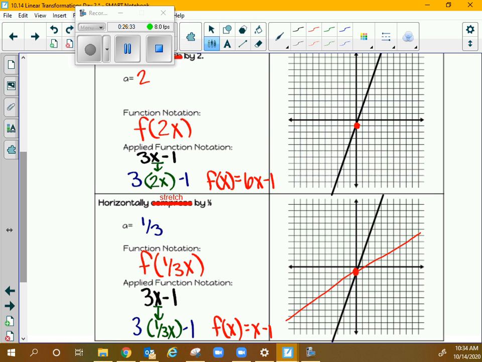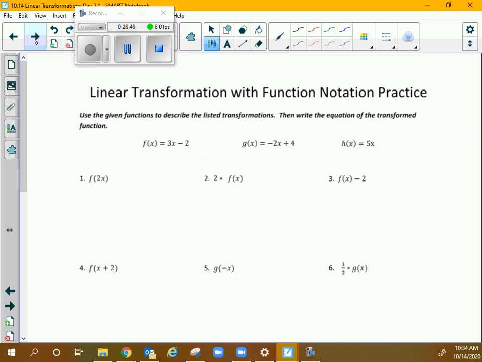Hold on. Y'all want me to tell you your homework? Okay. Your homework is the last page of that packet. Use the given function to describe the listed transformation. I'll wait on you. Y'all are all packing up and nobody's doing what I'm saying. If they have questions tomorrow and tell me they didn't understand what they were supposed to be doing, so stop what you're doing and listen.